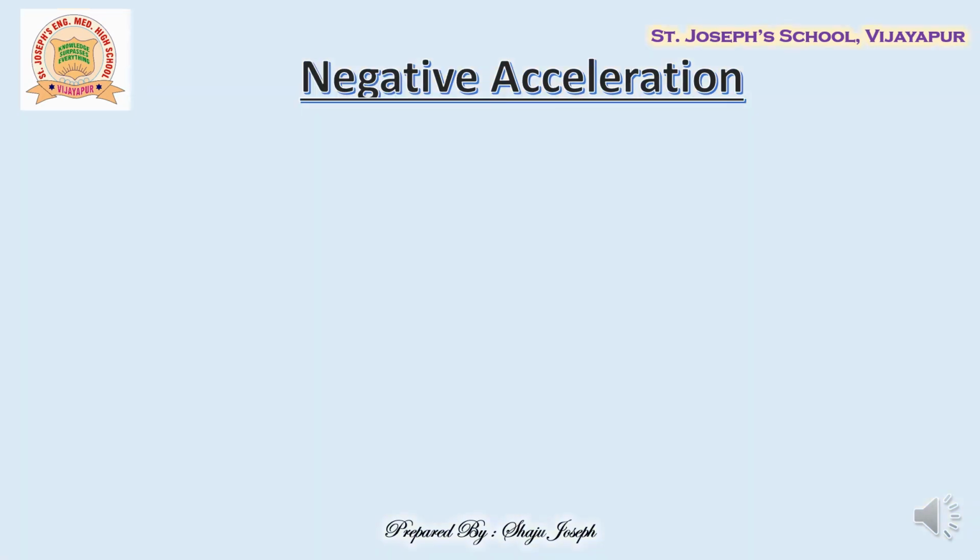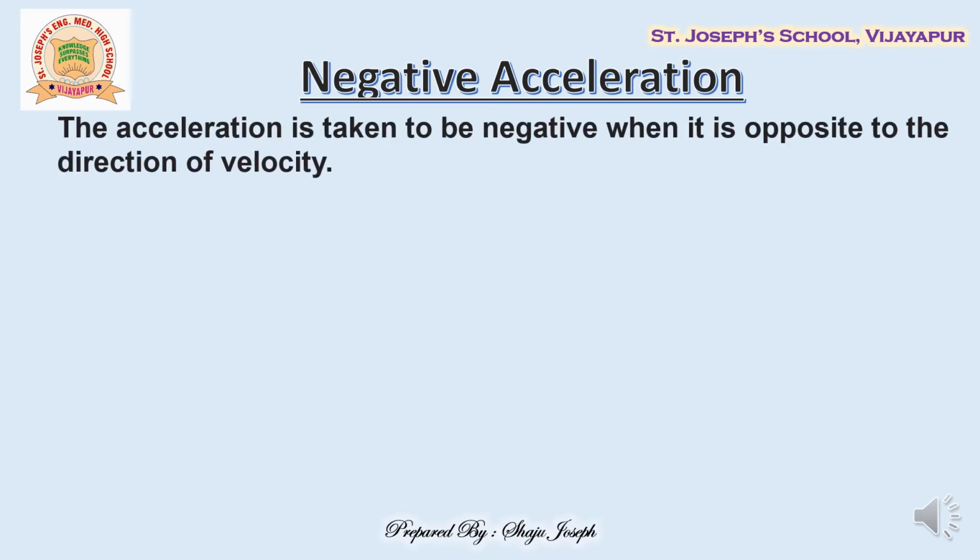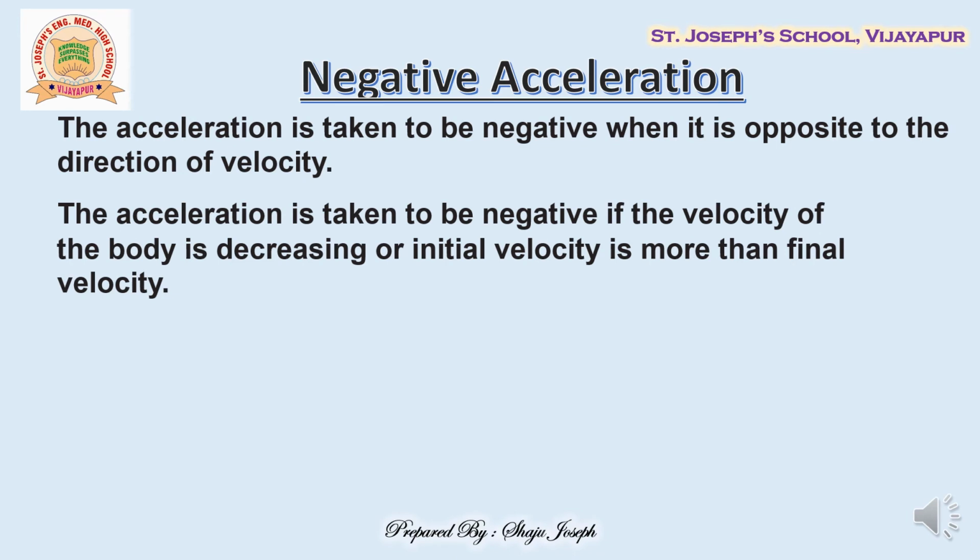Now let us talk about negative acceleration. What do you mean by negative acceleration? See, if the acceleration is taking place opposite to the direction of velocity, in that case we say the acceleration is negative. Or in other words, the velocity of a body is decreasing. Say, for example, when you start applying brakes, what happens to the vehicle? It starts to slow down. When you press the accelerator, it starts to speed up.